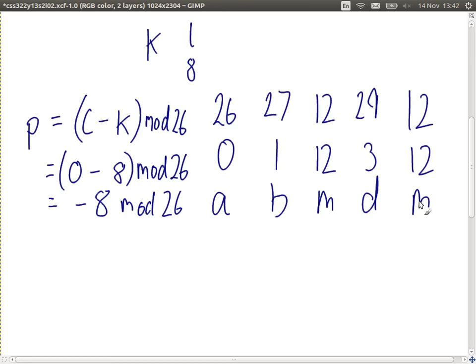There are really two different interpretations of mod, which leads to some confusion. Some allow the answers to be negative numbers. In this interpretation, our answer is never a negative number. Our answer is a number between 0 and the modulus minus 1, so 0 and 25 in this case. There are different ways to perform a mod, and in our case the mod implements this wraparound. It becomes 26 minus 8, which is 18.